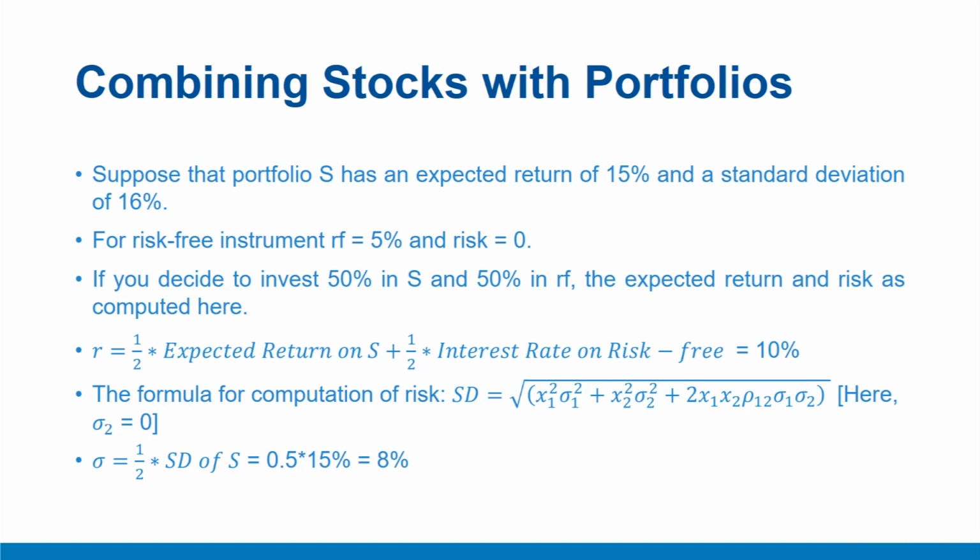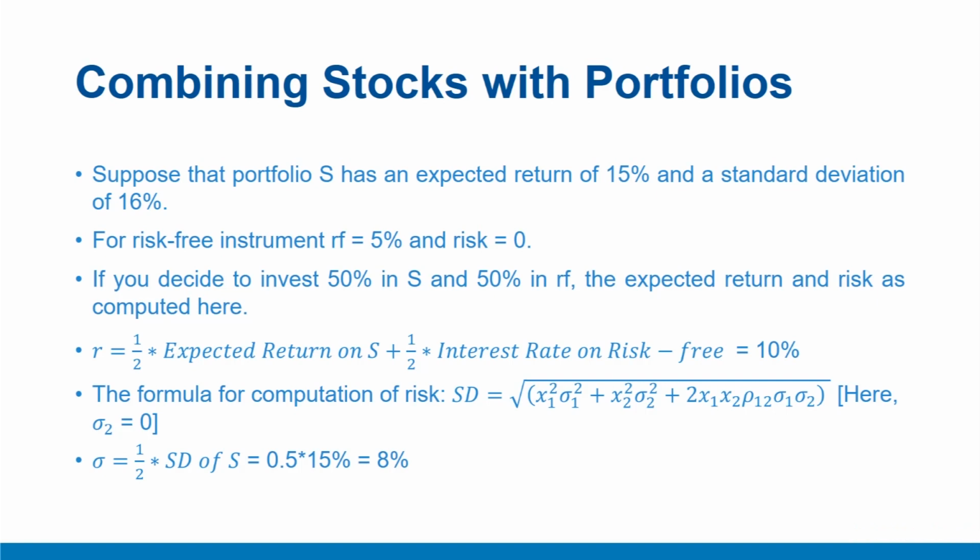To build the intuition, kindly refer to the following computation. Consider the following formula for computation of standard deviation for a two-stock portfolio, where standard deviation equals the square root of x1 square sigma 1 square plus x2 square sigma 2 square plus 2 times x1 x2 rho 1 2 sigma 1 sigma 2. Here sigma 1 and sigma 2 are the standard deviations, rho 1 2 is the correlation coefficient, and x1 and x2 are the proportionate weights or amounts invested in these two stocks.